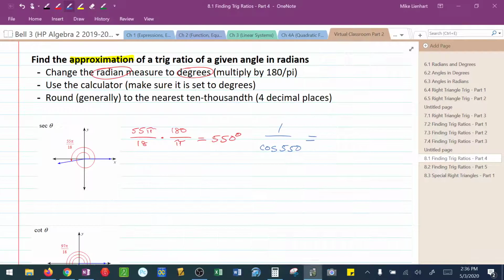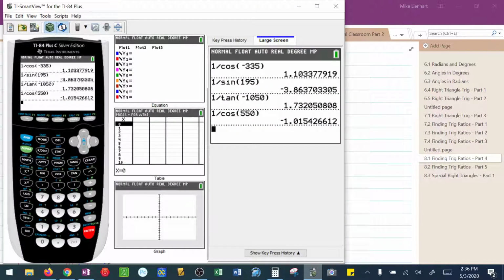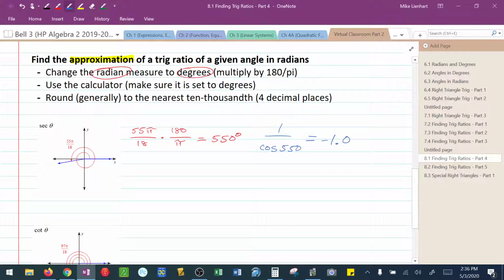And I get -1.0154. I hate how I have to keep flashing this.